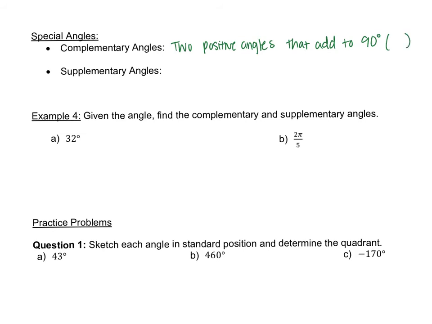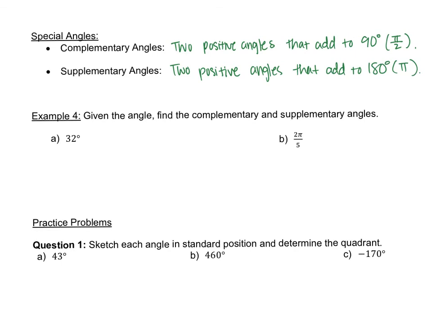Or in this case, what's 90 degrees in radians? Well, that's pi over 2, or half a pi. And then for supplementary angles, that's when you have two positive angles that add to give 180, and 180 in radian form is pi.